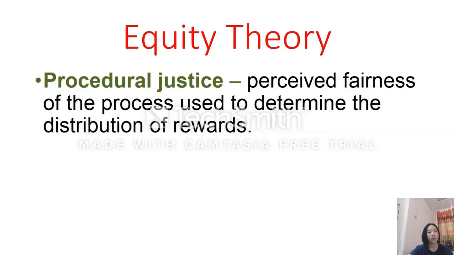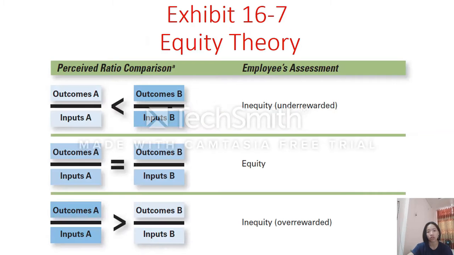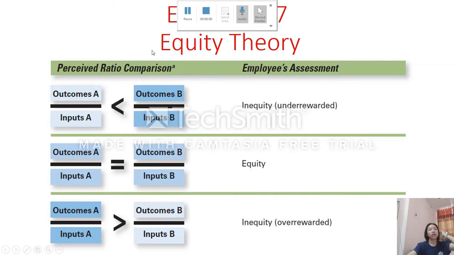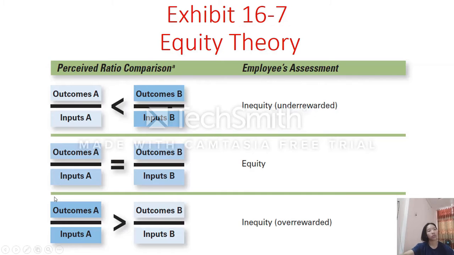Next, we have procedural justice, which is the perceived fairness of the process used to determine the distribution of rewards. And in this, we have the equity theory models. Only if outcome A over input A equals outcome B over input B will it lead to equity. Any other situation can lead to inequity.